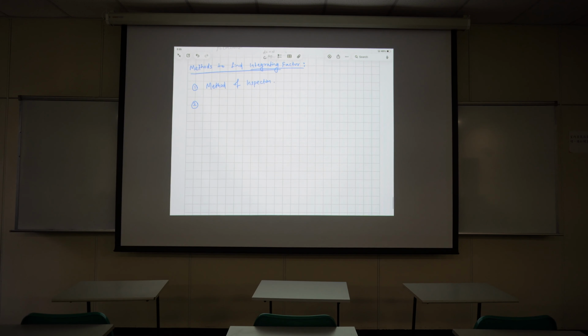Second one, the integrating factor, let's say we are considering the integrating factor as mu. Okay. Second case is mu is equal to 1 over mx plus ny, m into x plus n into y. Third one, mu is equal to 1 over mx minus ny.